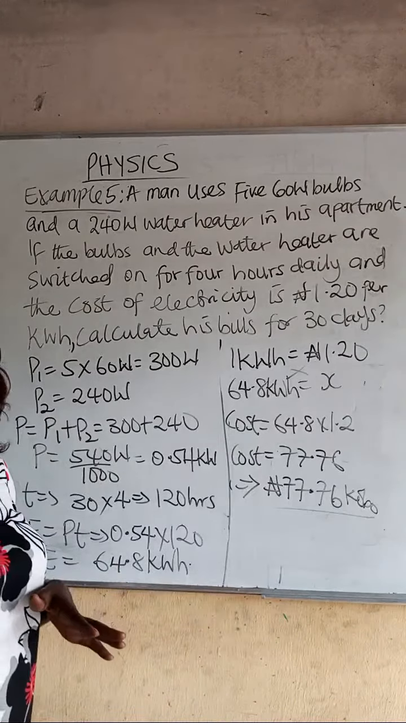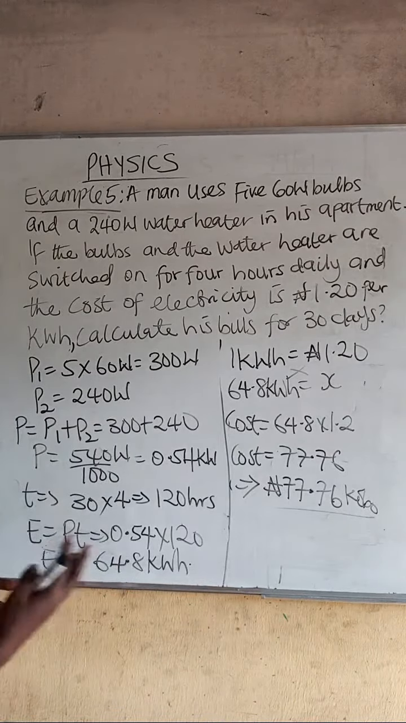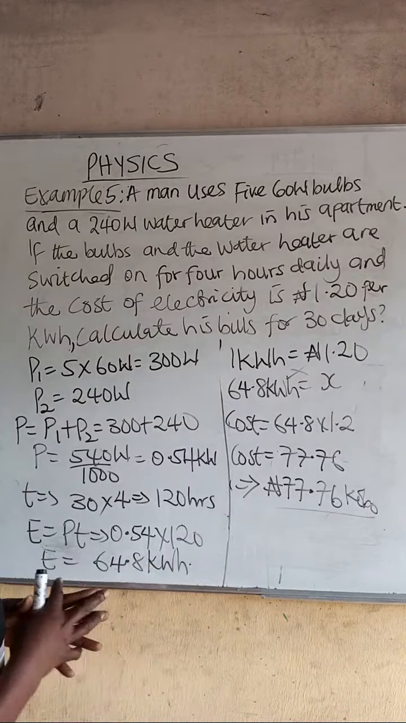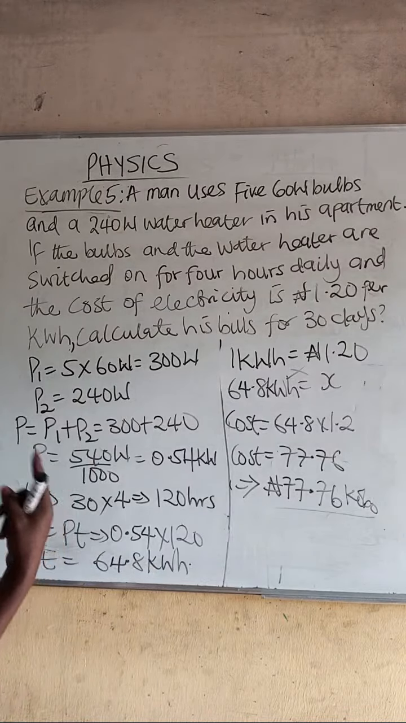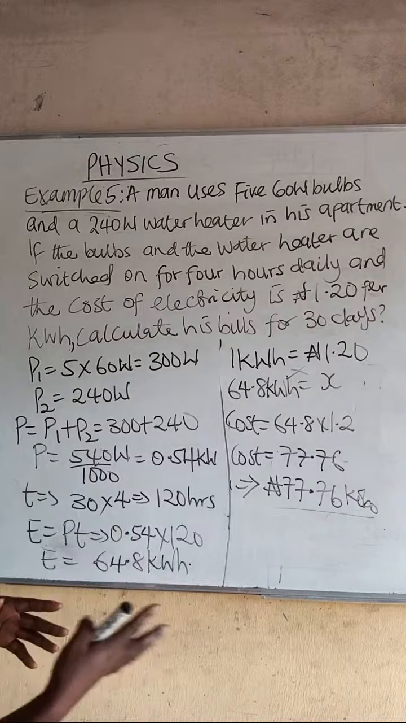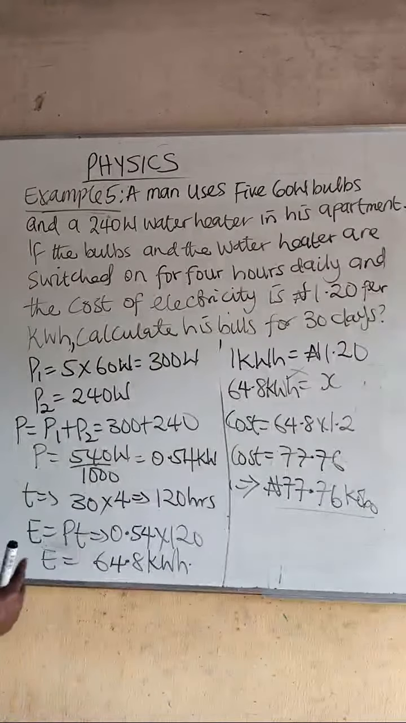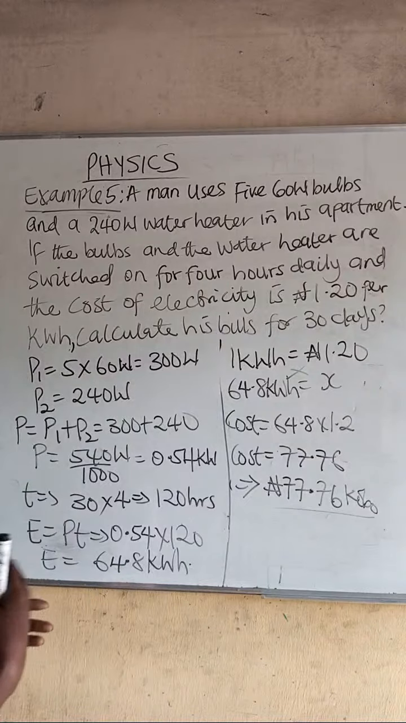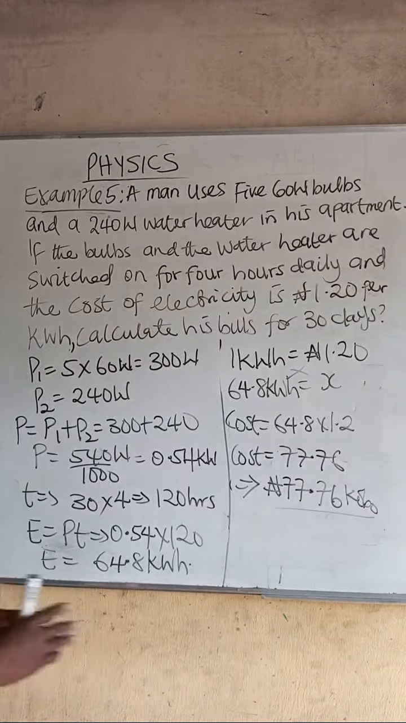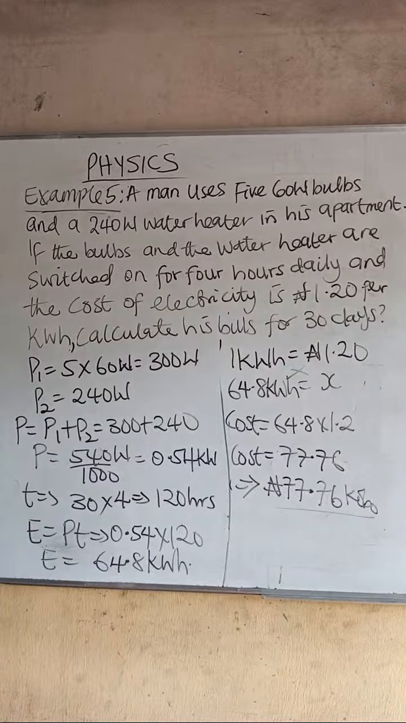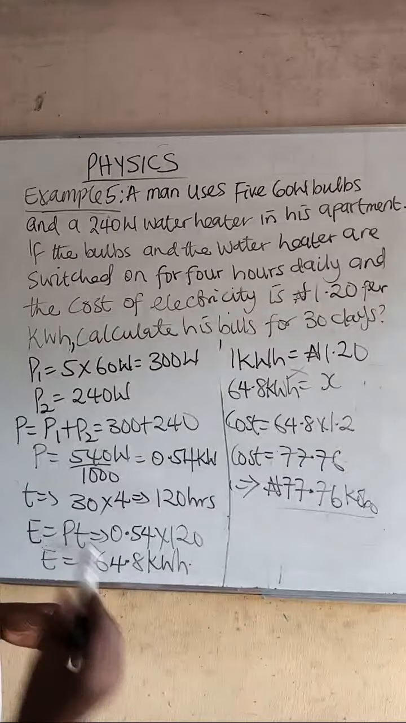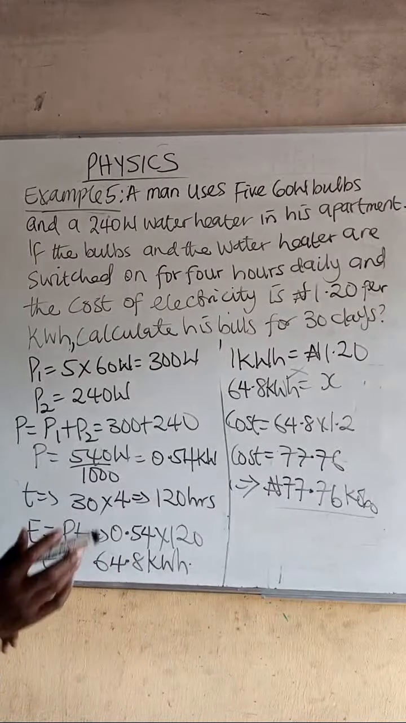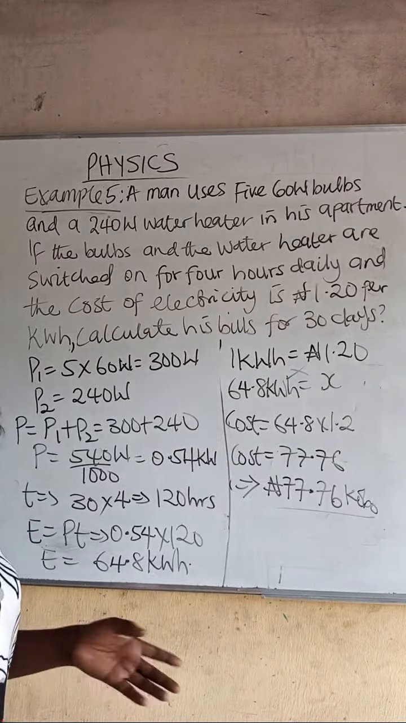Now let's do a recap. A man uses 5 bulbs of 60 watts and a 240 watt water heater in his apartment. If the bulbs and the water heater are switched on for 4 hours daily and the cost of electricity is 1 naira 20 kobo per kilowatt hour, calculate his bill for 30 days.